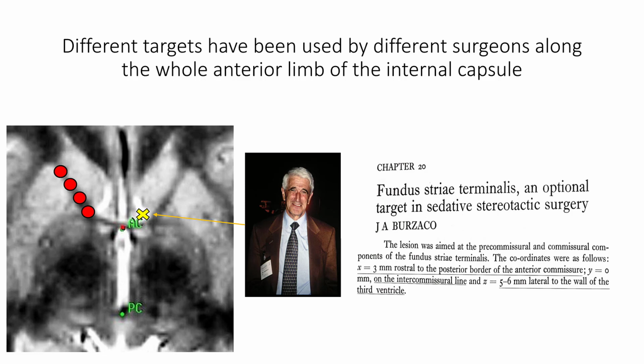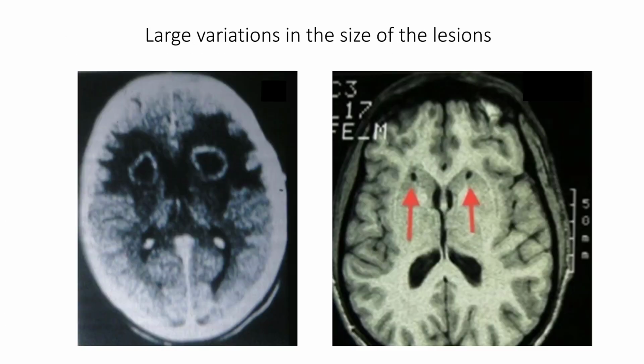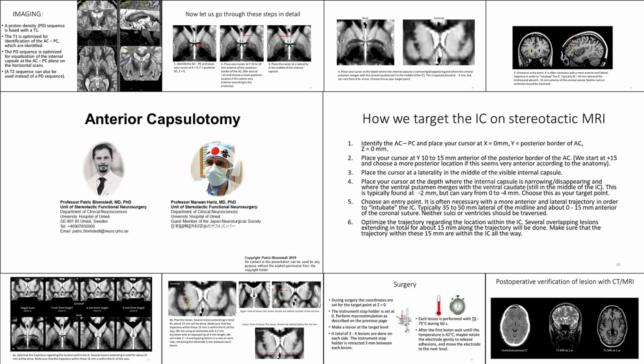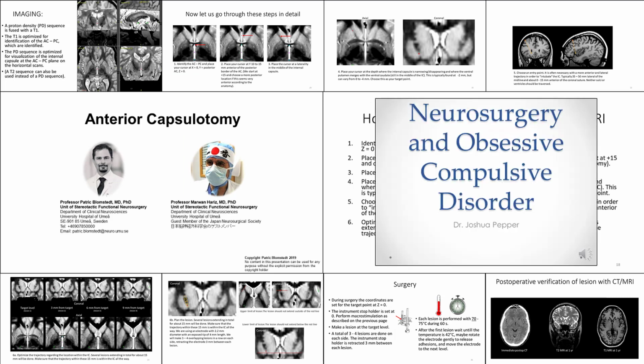We used to be quite anterior, while, for example, Bourgeois was very posterior, close to the bed nucleus of stria terminalis. There were further large variations in the size of the lesions, and larger lesions would often include neighboring structures. The capsulotomy of Leksell was further developed by the psychiatrist and later neurosurgeon Gunvor Kullberg, who also became the first to perform studies on changes in regional blood flow after capsulotomies and cingulotomies. If you would like to have more detailed information regarding the capsulotomy, then please consult this lecture.